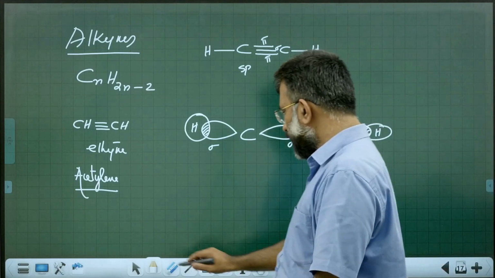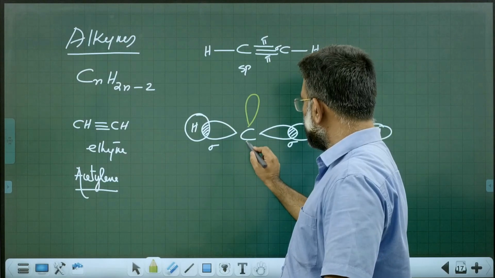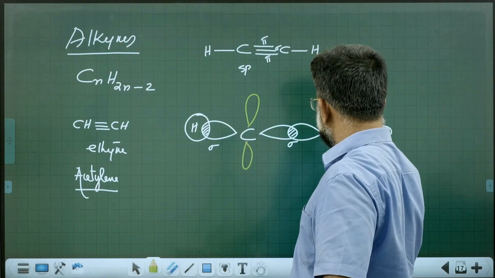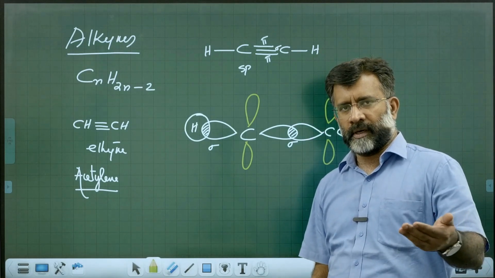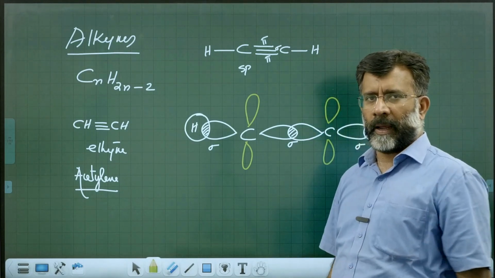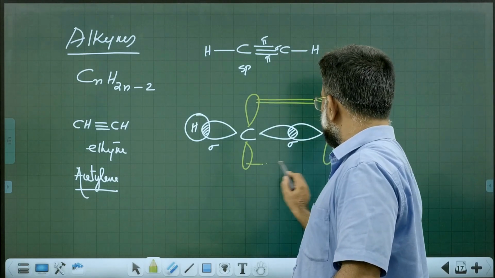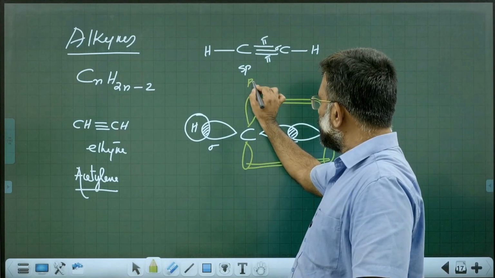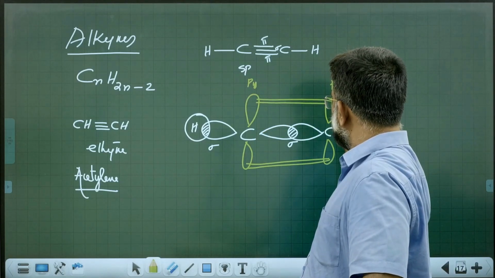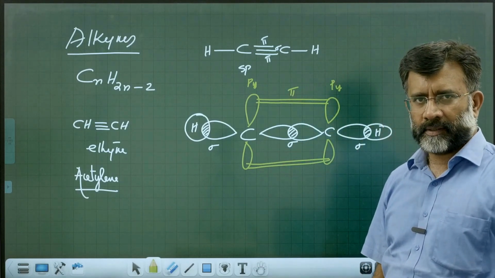Now we have two p orbitals. We have two p orbitals which are available, not vacant, for sidewise lateral overlapping. So this makes a pi bond. Say, for example, the py orbitals, they make a pi bond, and that is one pi bond, right?